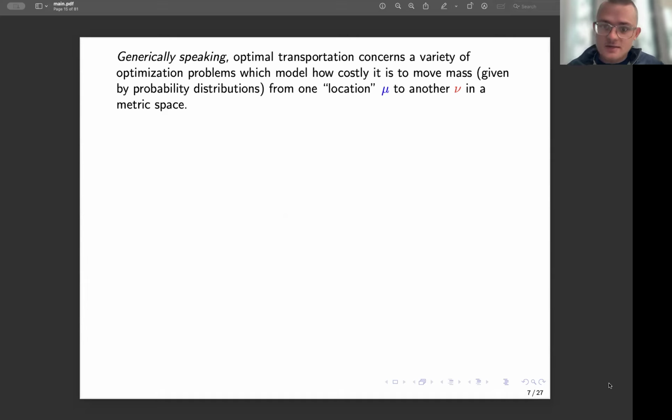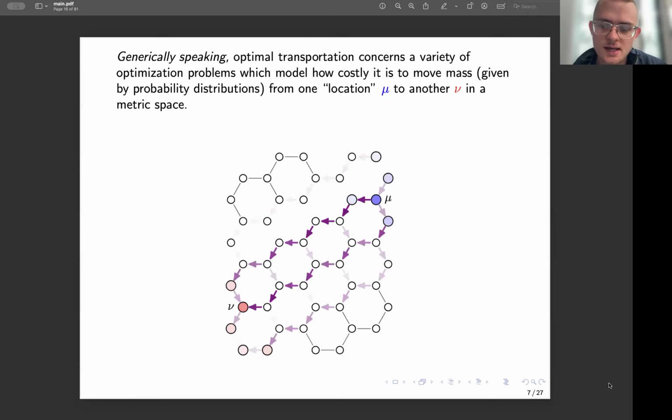Okay, so generically speaking, optimal transportation concerns a variety of optimization problems which model how costly it is to move mass, given by probability distributions in a graph, from one location, mu, to another location, nu, in a metric space. So in this case, I'm using mu and nu as my reference probability measures. You can think of an image like this in the graph setting, where I have some ambient graph, in this case a hexagonal lattice, and a measure mu denoted with a few blue nodes and a measure nu denoted over here with red nodes.